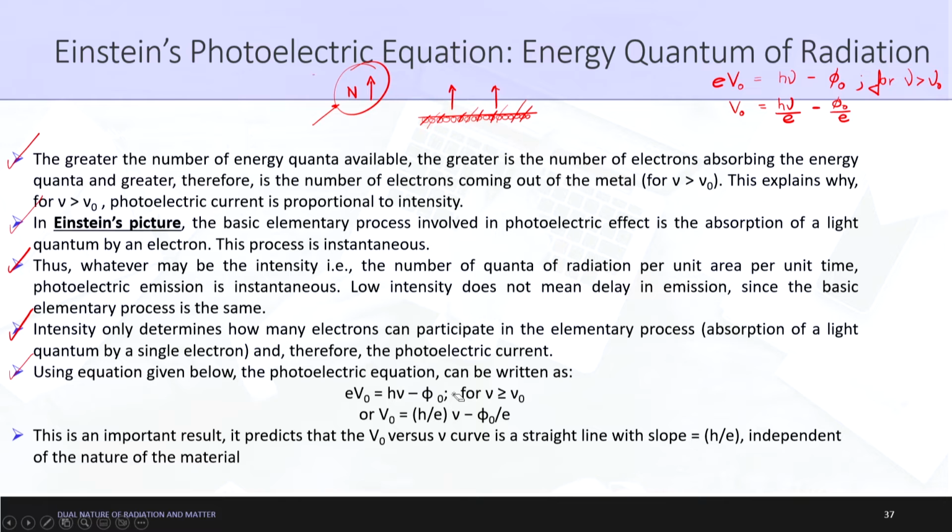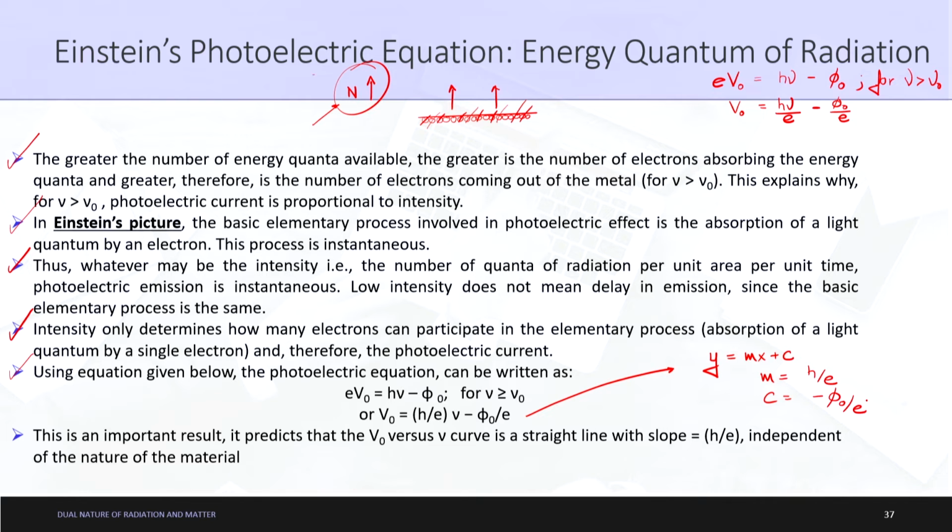Okay. So, this is an important result. It predicts that the V naught versus nu curve is a straight line with slope h by E, as I just told. If I compare it with y is equal to m x plus c, where y is basically V naught and x is basically nu, then the value of m is h upon E, and the value of c is minus phi naught by E.